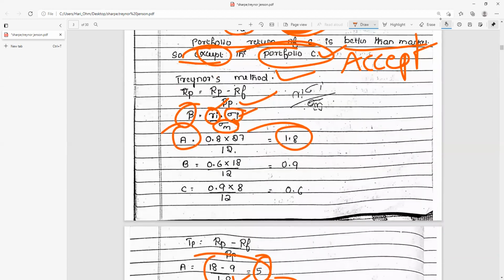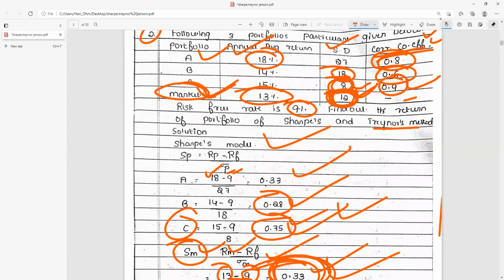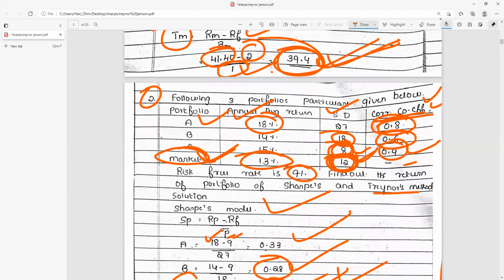Hope you understood. This is about the second problem. The change you can see in the second problem is that beta is not directly given. You need to calculate beta, and to calculate beta you need the correlation coefficient, which is given in the question. Other things are all the same. In case of any doubts, you can contact me. Thank you.